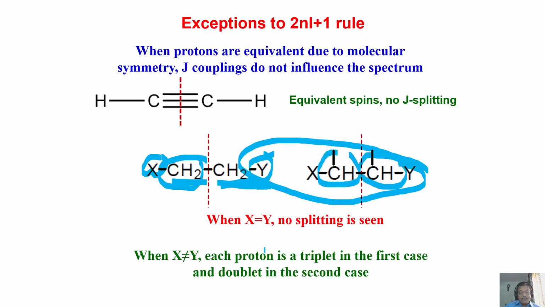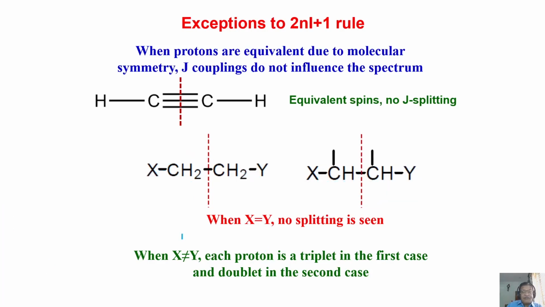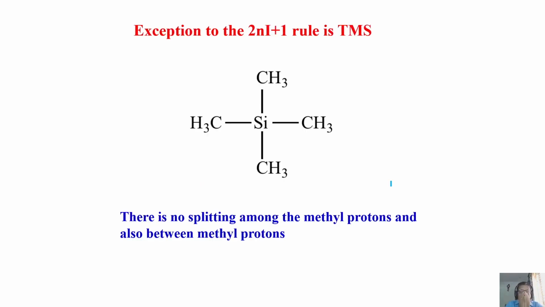Okay. So this is an example of a case where you will not be able to see the coupling among equivalent spins just by applying the 2nI+1 rule. Supposing X is not equal to Y here, what do I get? If X is not equal to Y, what type of splitting do I get? I will now explain to you. Now look at the tetramethylsilane molecule.